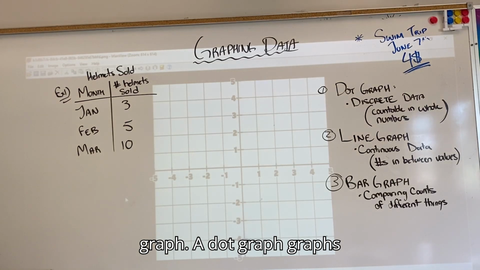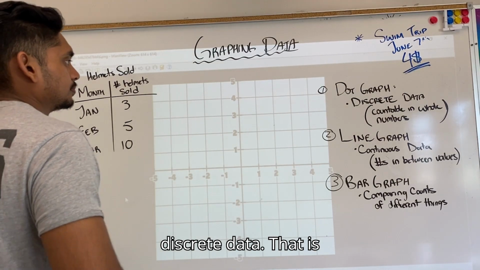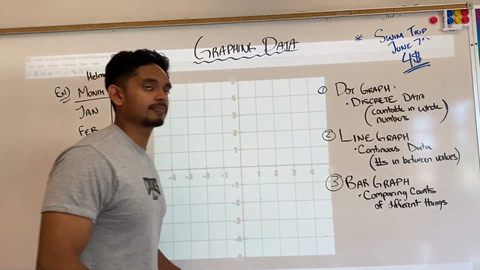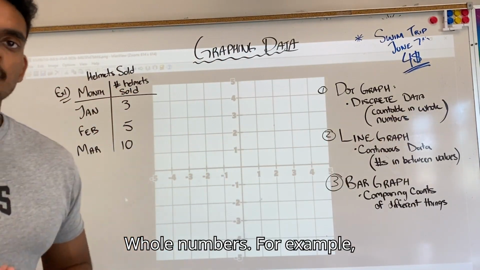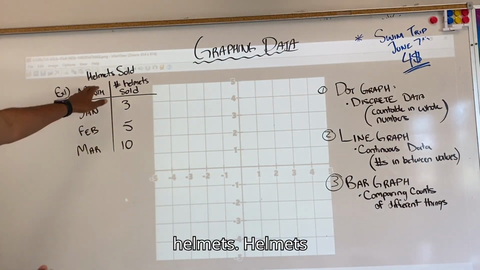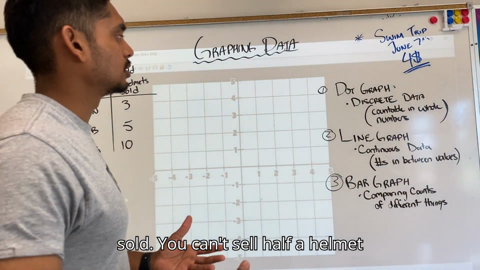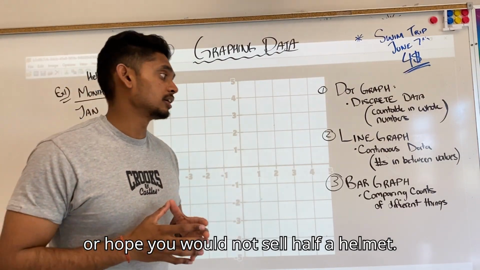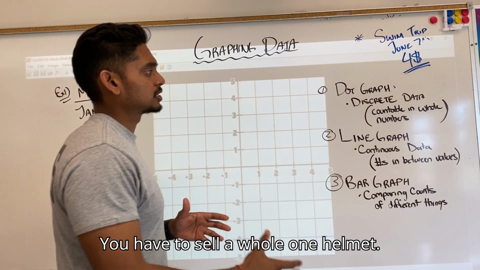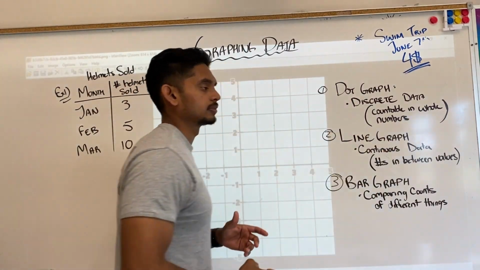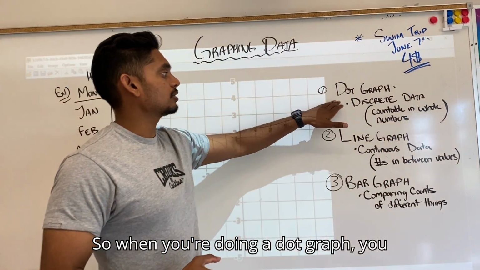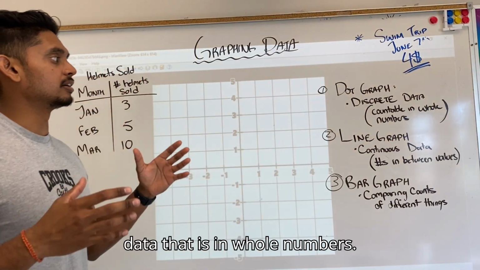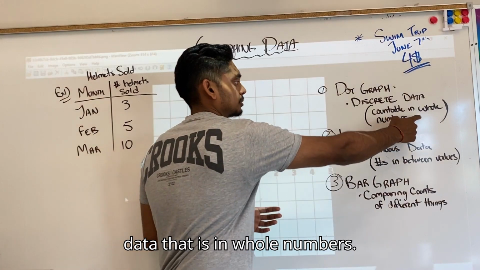A dot graph graphs discrete data. Okay? That is countable in whole numbers. For example, helmets sold. You can't sell half a helmet, or hope you would not sell half a helmet. You have to sell one whole helmet. So when you're doing a dot graph, you want to only graph data that is in whole numbers.